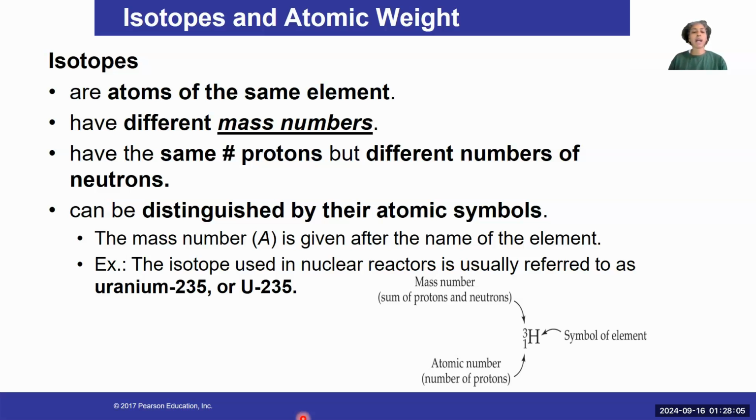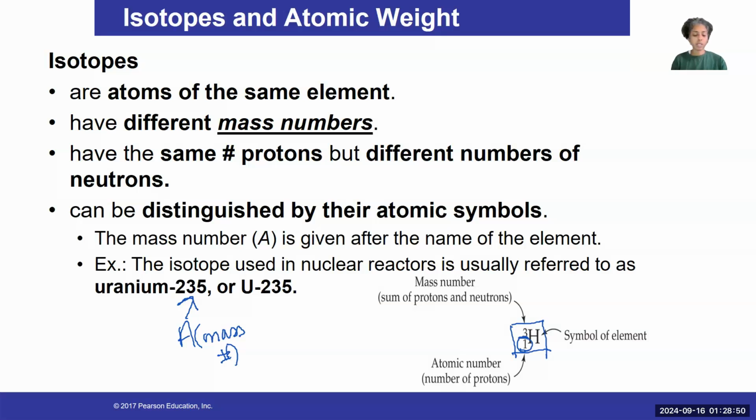So we can write an isotope with its full name, followed by its mass number, or we can use the symbol of an element followed by its mass number. So here we're looking at A, or the mass number. We also can identify an isotope by looking at the symbol, the isotopic symbol or atomic symbol for that element.